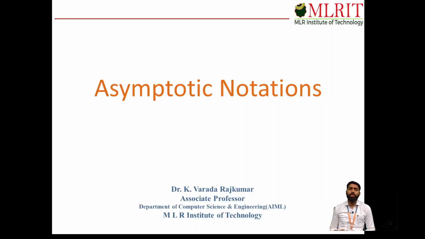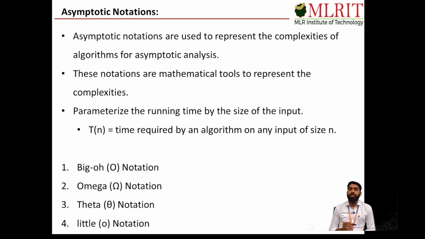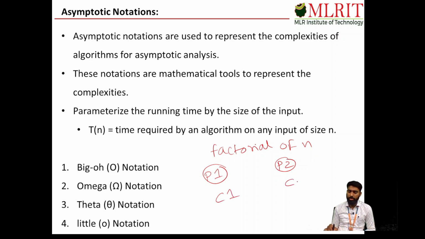In this class we are going to learn about asymptotic notations. Let us assume I give one problem to two persons. For example, the problem is factorial of n. Now I give this problem to two persons, one is P1, another one is P2. Both the persons come with the solutions C1 and C2.